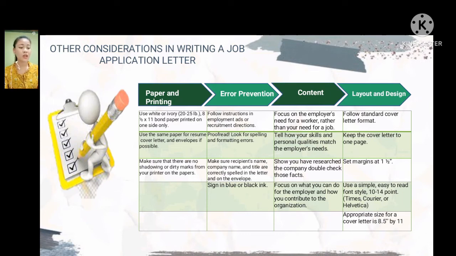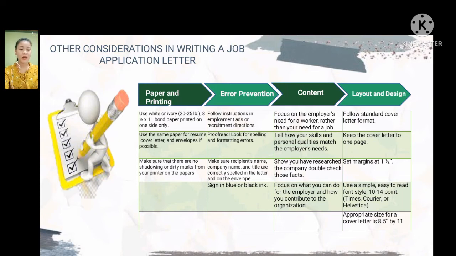And then when you are writing a job application letter, use simple and easy to read font styles, for example, Times New Roman, Courier, and Helvetica. The appropriate size for a cover letter is 8.5 by 11 inches.